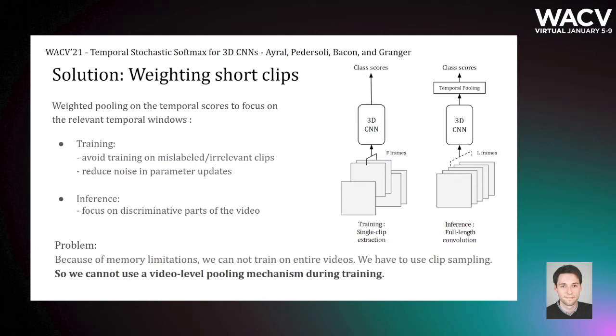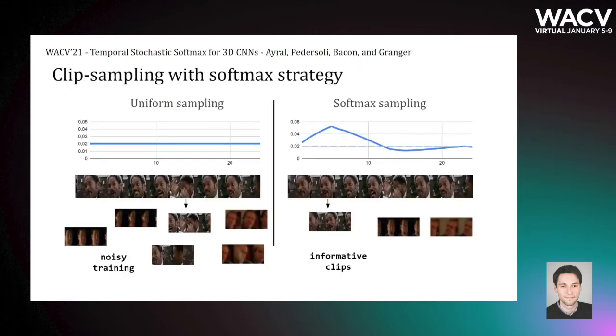Our solution is to design the temporal weighting mechanism within the clip sampling framework. This way we can avoid training on irrelevant clips and reduce noise in the training process. We choose a weighted pooling mechanism based on the softmax function for its adaptability. To apply softmax pooling at the video level during training, we use a weighted sampling mechanism. This training method is referred to as Temporal Stochastic Softmax.